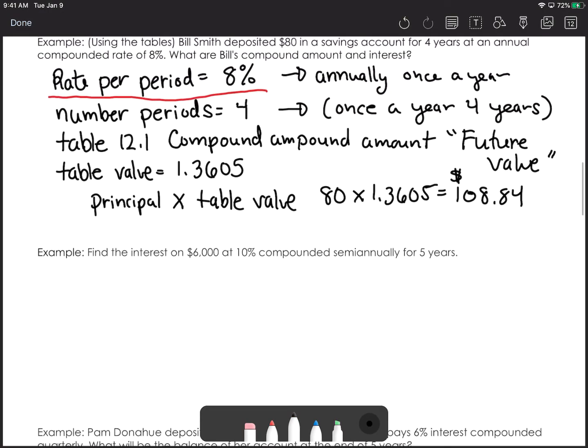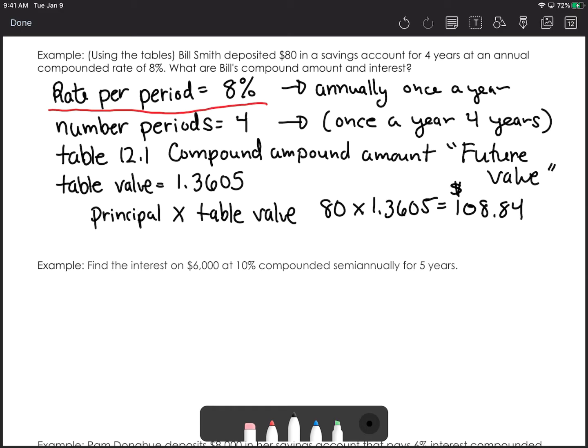Okay, so to sum up, when you're using the tables to find compound value, you need to find the rate per period. You need to find the number of periods, and then you're going to look it up in your table. And then you're going to take the principal times that table value, and it will give you your compound amount. Now, we started with $80.